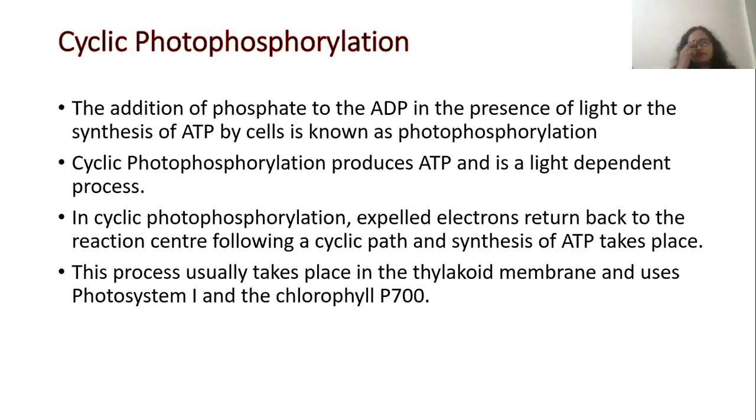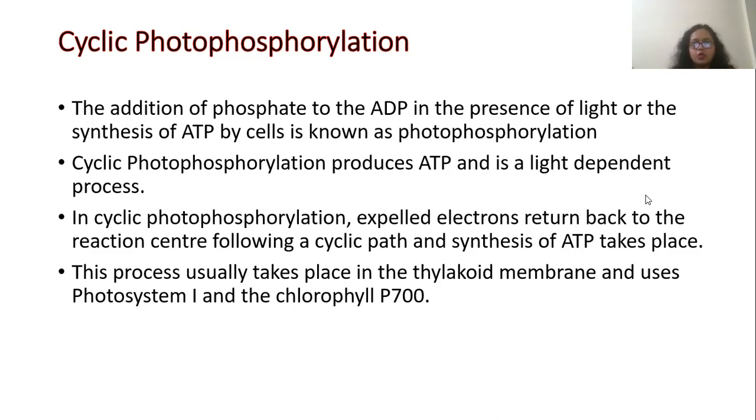Now cyclic photophosphorylation. As the name indicates, photophosphorylation means addition of phosphate to the ADP molecule in the presence of light. Or we can say simply that the synthesis of ATP molecule by the cells is known as photophosphorylation. So cyclic photophosphorylation produces ATP and is a light dependent process. In it, electrons are expelled and returned back to the reaction center.